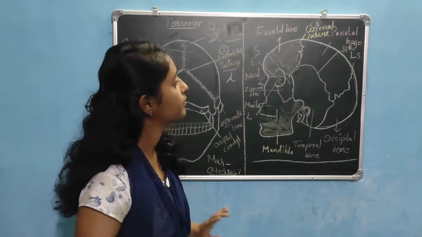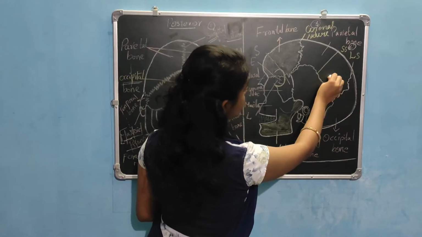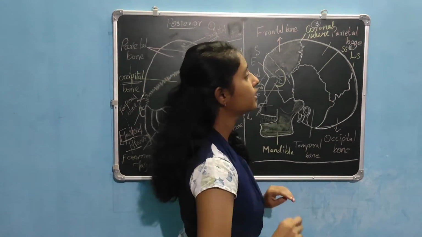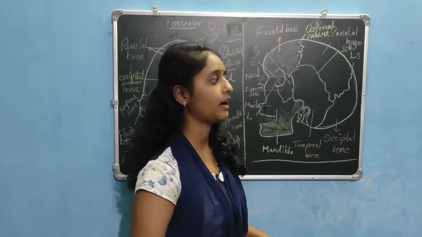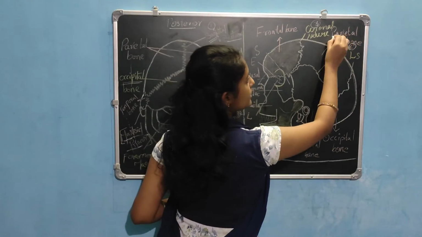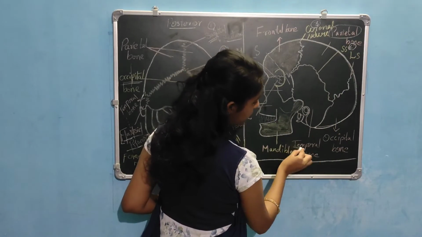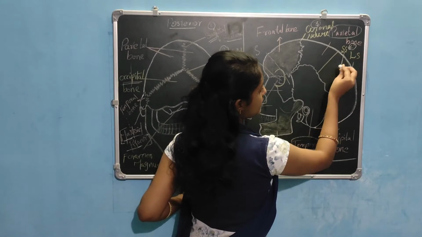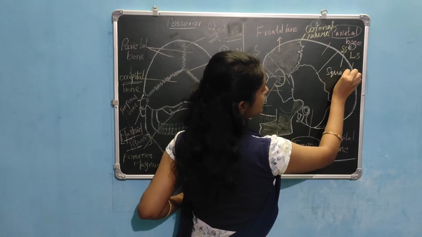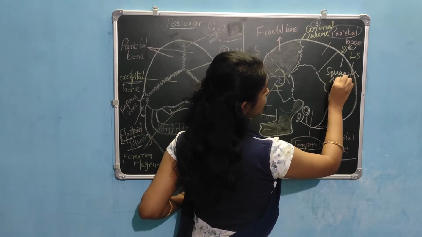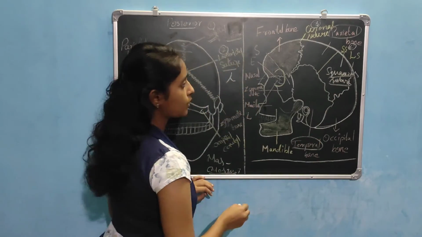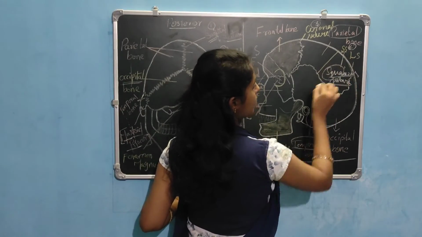And the squamous suture is here. The squamous suture divides the parietal bone from the temporal bone. Here is a story: Pari tells to temple squad. Parietal tells to temple squad. Temple is temporal and squad is for squamous suture. SS means squamous suture. Here is the squamous suture.